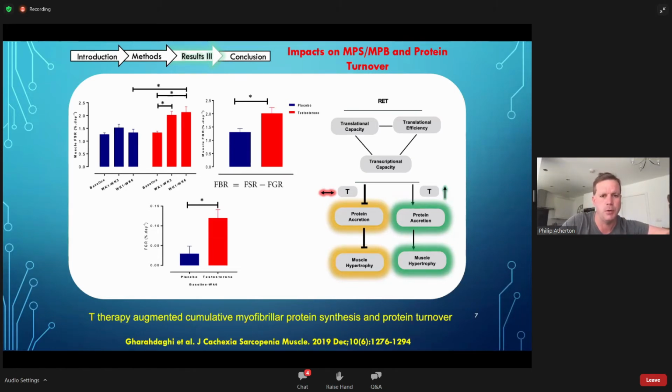We're also able to calculate a bunch of other things through having the FSRs from that long-term D2O approach, but also DEXAs. So we can calculate things like absolute synthesis rates, fractional breakdown rates, and fractional growth rates. Please refer to the paper if you're interested in those methods. But suffice it to say, what we actually see is that as well as synthesis going up, breakdown appears to go up too with testosterone. So what you end up with is a heightened protein turnover, but whereby synthesis still exceeds breakdown.